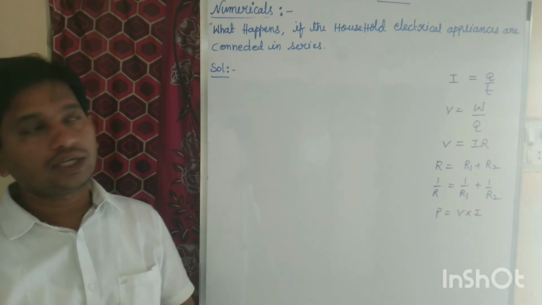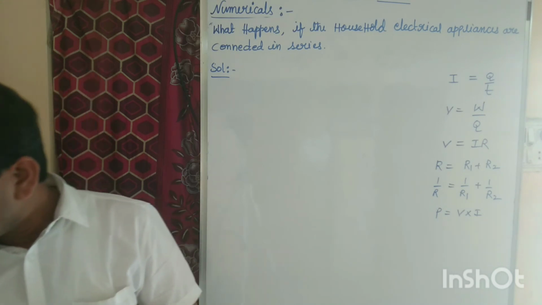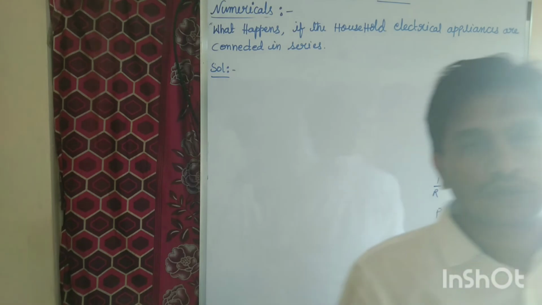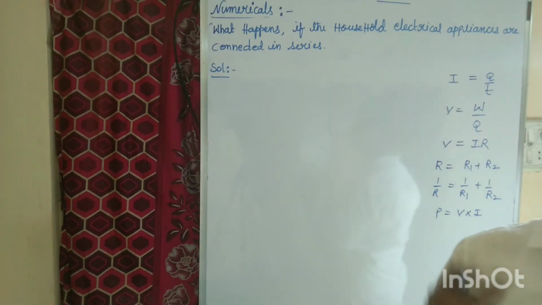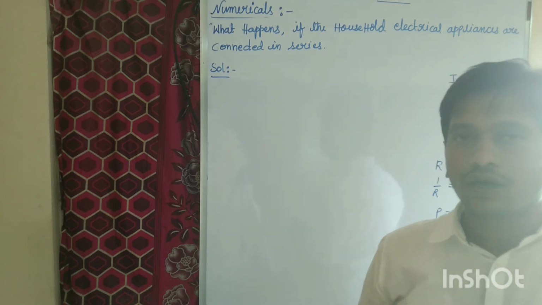Okay children, what happens if the household electrical appliances are connected in series? The whole appliances stop working because of incomplete circuit. If one appliance fails, the whole system fails because of incomplete circuit. That is our answer for the given question.